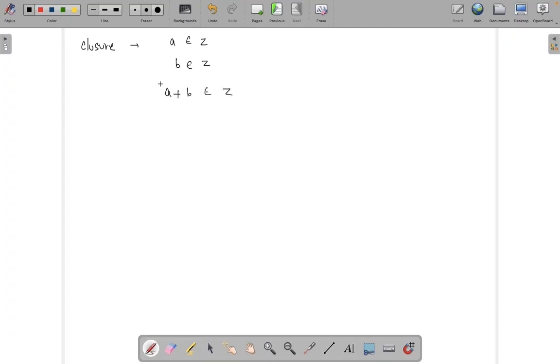Is this applicable to natural numbers? So if a belongs to natural numbers, b belongs to natural numbers, a plus b will belong to natural numbers, right? For whole numbers also this will be applicable, right? So when this property follows, then we say integers are closed under addition, or natural numbers are closed under addition, or whole numbers are closed under addition, right? So in some assertion or reasoning type statement, you'll get this statement that integers are closed under addition, or integers are closed under multiplication, right? So this is how you'll get the statement.